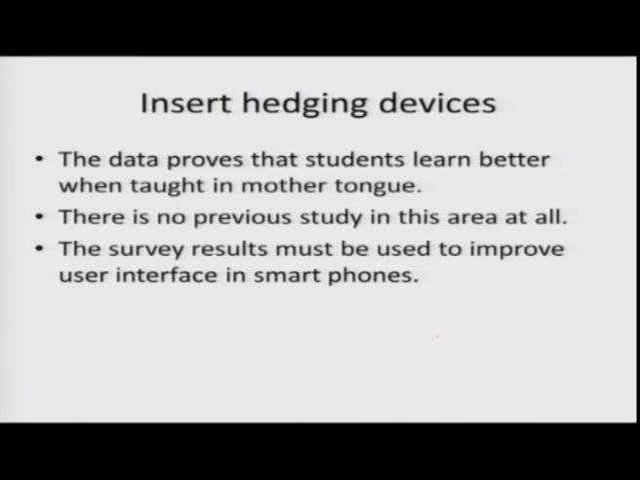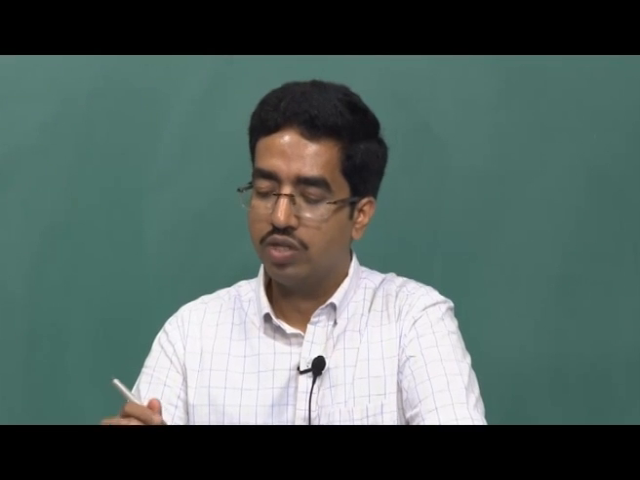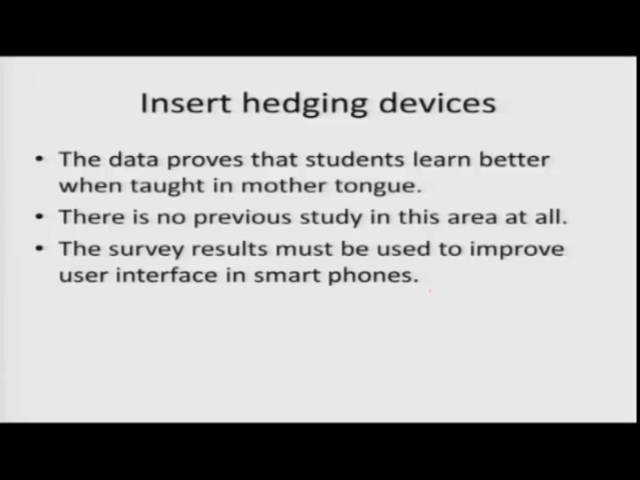Now, let us do another exercise. Here are some sentences and these do not have any hedging devices. So, let us read these and insert a hedging device to tone down the claims. The data proves that students learn better when taught in mother tongue. So, problem here is prove.